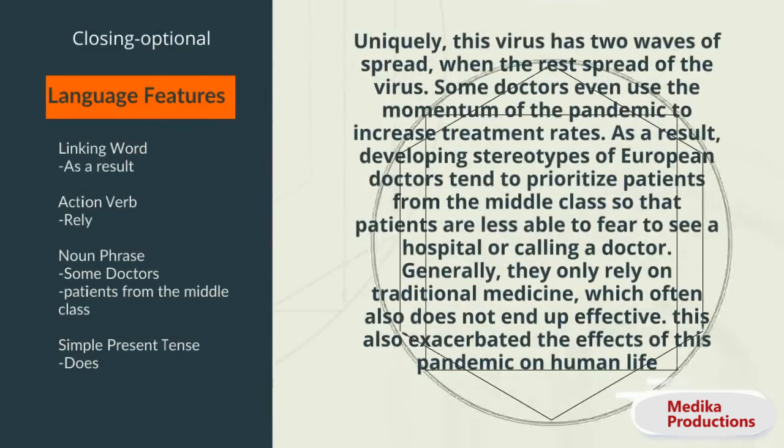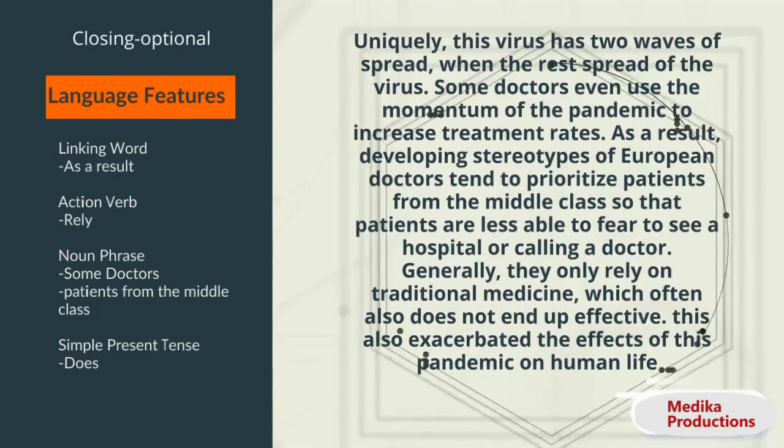And the last part is closing. This is optional, and many other explanation texts have a closing the same as the sequence of events. In this part, namely closing, there is an addition. The language features are first linking word, second action verb, third noun phrase, and fourth simple present tense. The example of a linking word is as a result. The example of an action verb is really. The example of a noun phrase is some doctors and patients from the middle class. And the example of simple present tense is thus. Those are the three parts of the implementation example of the text.